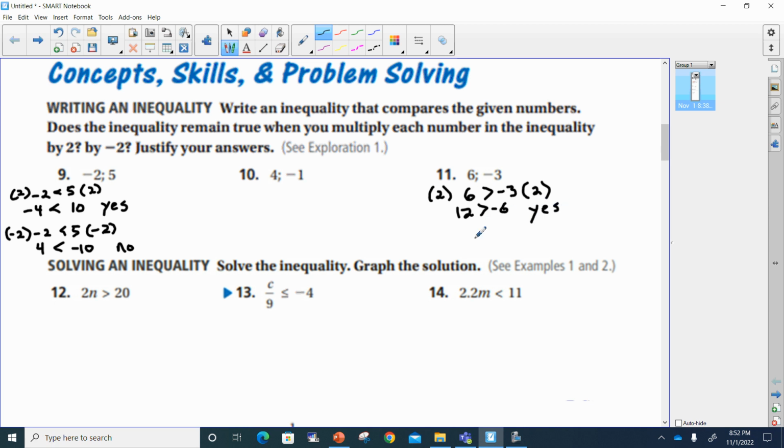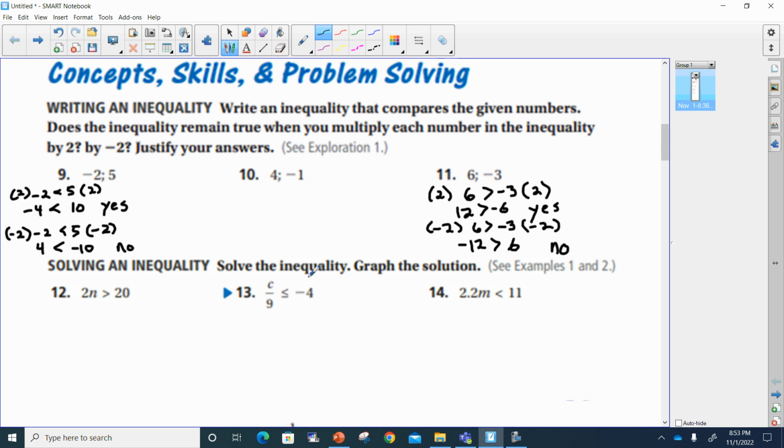Now let's take the same numbers, 6 is greater than negative 3, and multiply them both by negative 2. Well, this time, negative 2 times 6 will be negative 12, because 2 times 6 is 12, and a negative times a positive is a negative. And will that be correct? If I have a negative times a negative, that equals a positive. 3 times 2 is 6. This does not make sense because negative 12 is not bigger than 6, so this will be no.